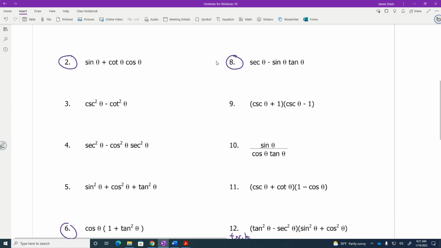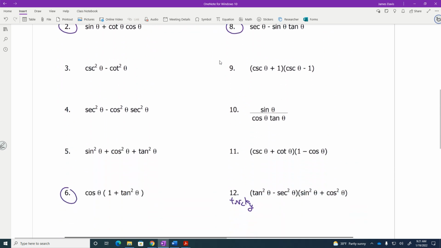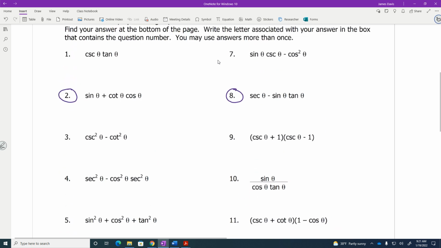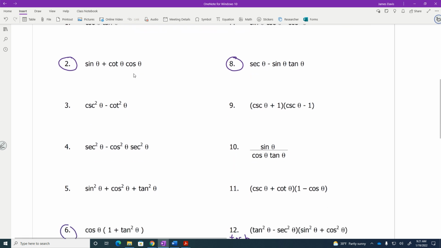Work on those the rest of the period with someone. I'll see how far you guys get. I might have you finish it for homework, but I'll see how far you get. I'm not sure. So just work on it. And again, if you get stuck on these two, I still want you to try to figure them out, but if you can't get them, that's okay. You have to do some fraction work where you have to get the same denominator. Remember where you multiply by sine over sine, something like that. So just be aware of that.